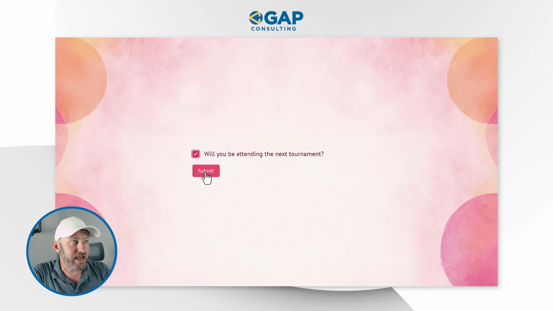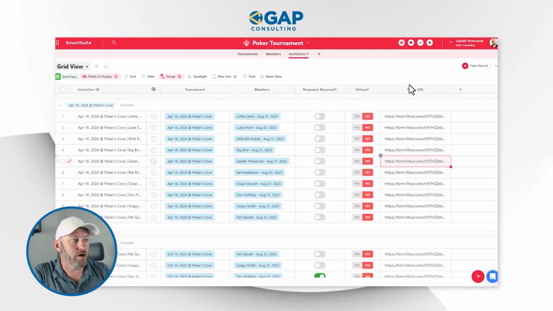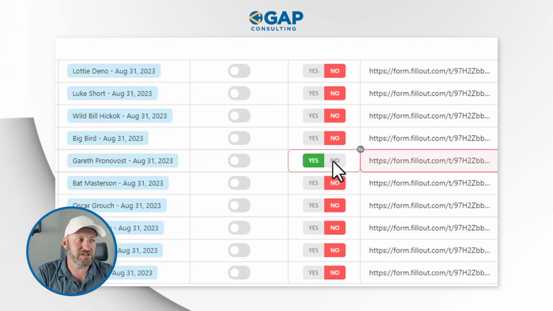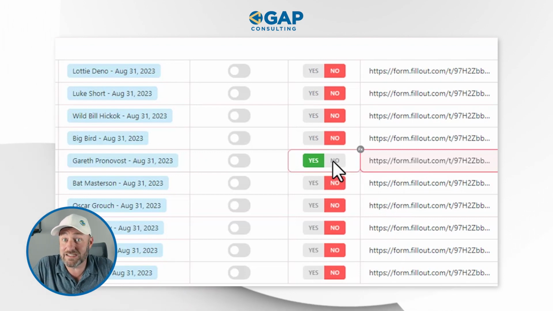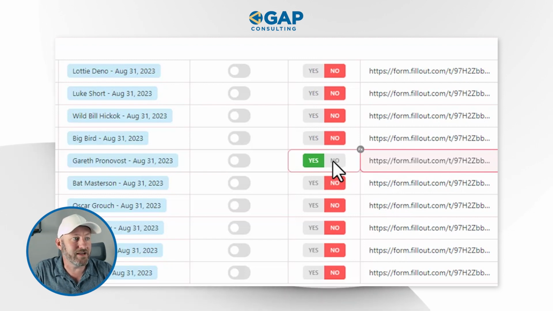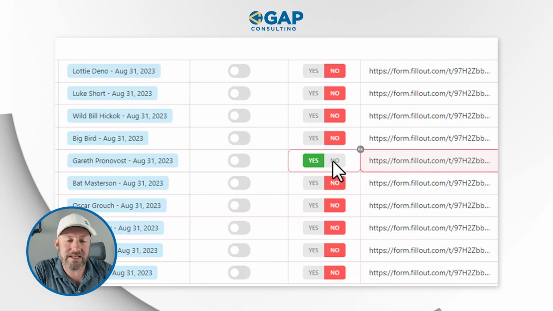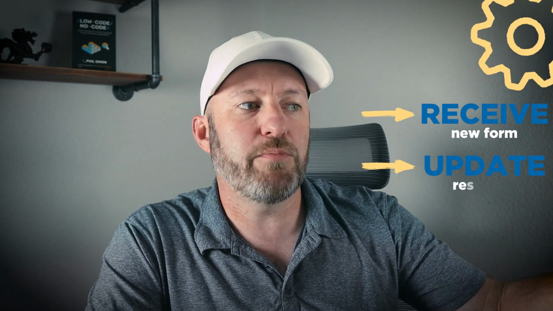So if I say yes and I submit and I flip back here, we're going to see that in real time, I am marking my attendance for this tournament. That is a really important feature because in no way did I have to build any advanced automation here, but we see that my attendance was automatically updated. So we could very simply set up, as I mentioned, an automation that says, hey, once we receive that new form, let's go ahead and update that a response was received for that record. We could definitely do that using a third-party tool like Make.